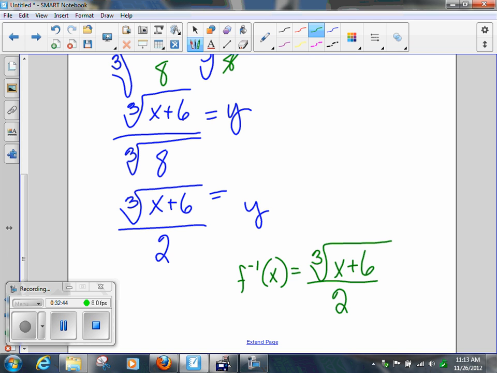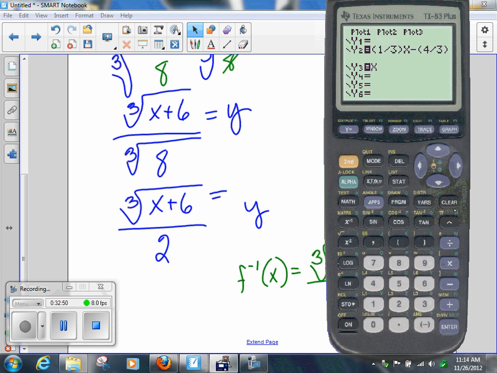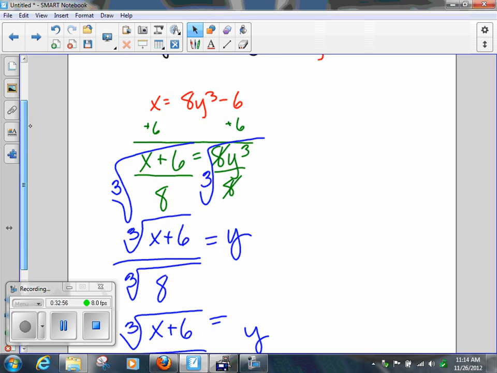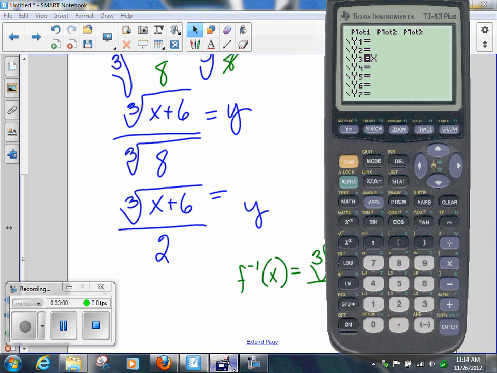Let's put this in our calculator. What do we have to be friends with? Parentheses, right? What was our original equation, our function? 8x cubed minus 6. 8x raised to the third minus 6. And now, holy moly, parentheses around your numerator.